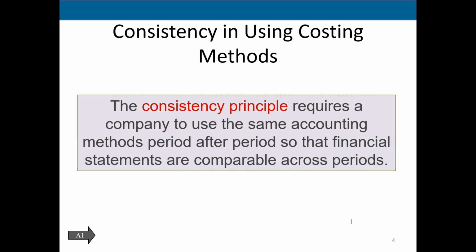Consistency in using the costing method. The consistency principle requires a company to use the same accounting method period after period so that financial statements are comparable across periods. So there could be this assumption that we're going to pick whatever method will make us look best if we want to look good, and whatever method makes us look worse if we want to look bad, and we'll just try to pick whatever method is working from period to period.